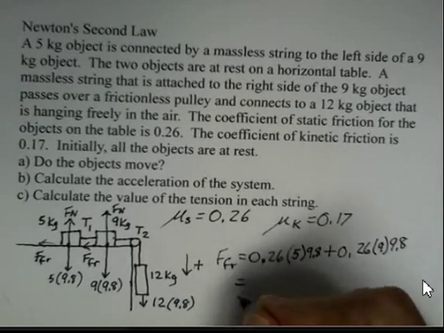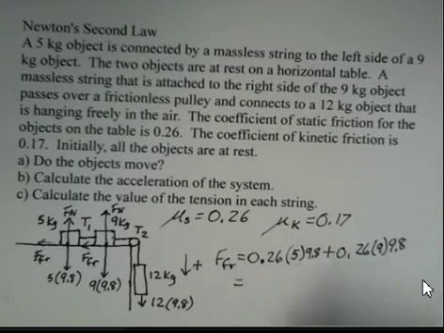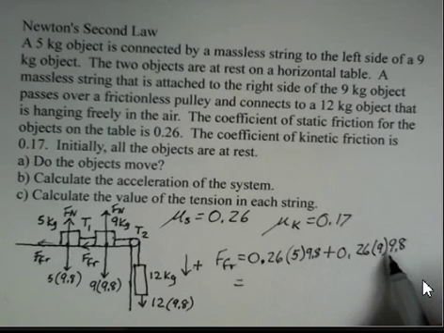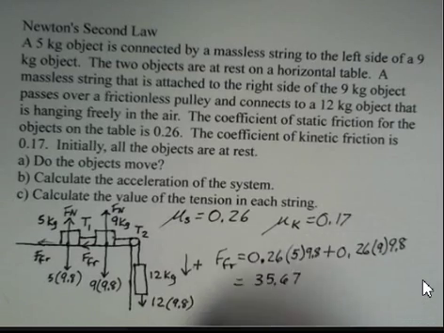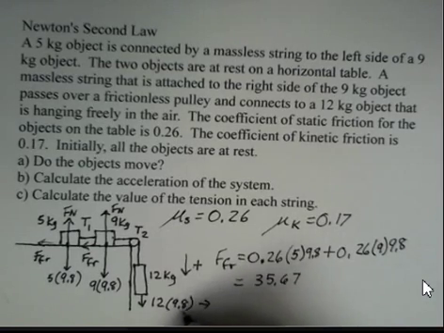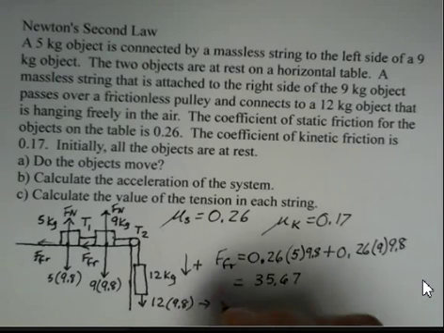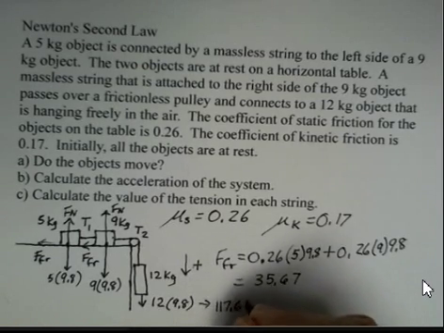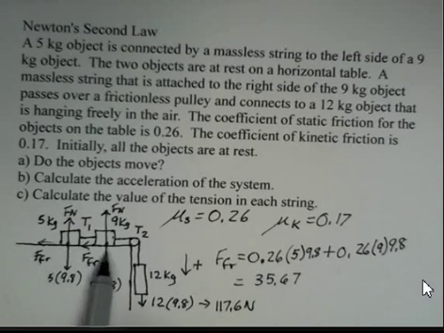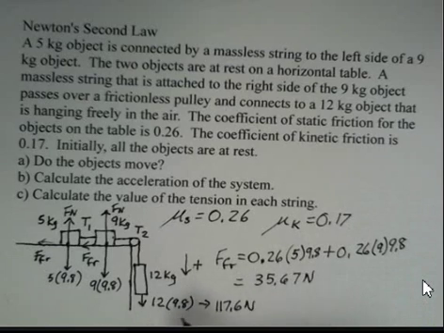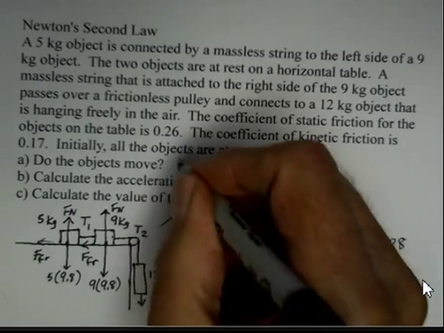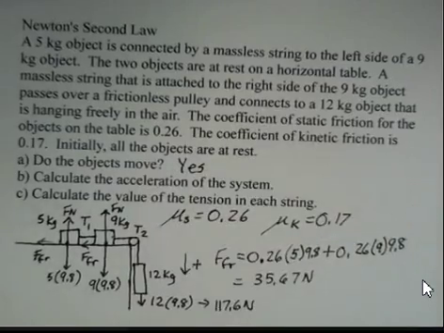So if you put these into your calculator, 12.74, 22.93, they add up to 35.67. And here we have 12 times 9.8, this downward force, and that's 117.6 newtons. So the force we have resisting motion is 35.67 newtons. The downward force of our object is 117.6 newtons. So this force dominates. The system will move. We've answered that question.